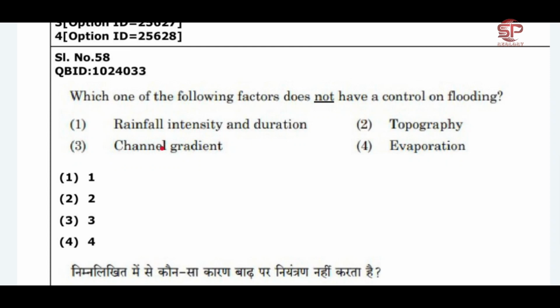Then channel gradient, if there is a greater channel gradient, there will be more discharge. If there is more discharge, there will be less flooding. If discharge is less, then water will accumulate and that will produce flood. Like plain land, where discharge is low, there will be more flood conditions. The evaporation doesn't affect the flooding condition. So, this will be the correct answer. This is the option which will not control the flooding condition.